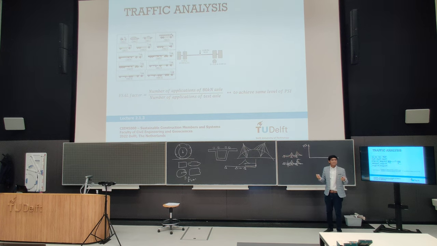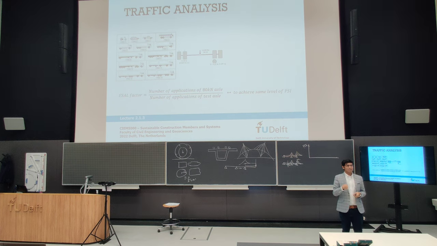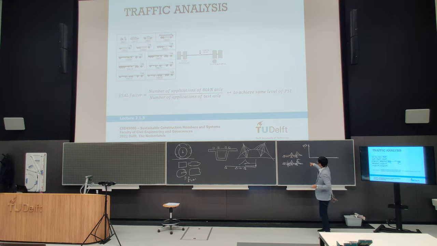This pavement serviceability, yes. So what does ESAL stand for? Equivalent single axle load. So this PSI, pavement serviceability index, ranges from 0 to 5. If it is 0, it's an extremely bad pavement. You cannot even travel on that road structure. If it is 5, it is extremely good. So initially, after construction, all roads would be at the level of 5. It will slowly degrade in time, something like this.